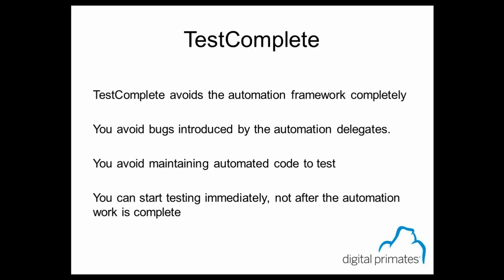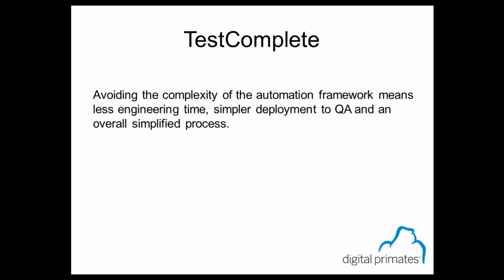So basically, if we avoid that complexity of the automation time, we have less engineering time, at least less engineering time on these delegates, which means we can redeploy those resources somewhere else. We're simplifying our deployment to QA, and it really does mean we have an overall simplified process.